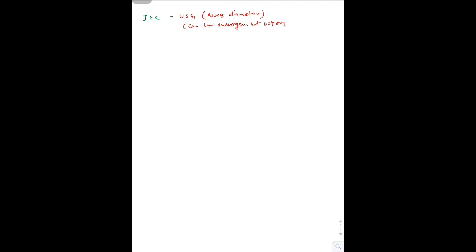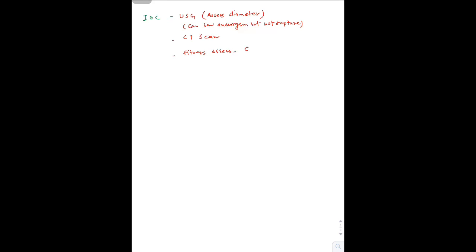But not rupture. To confirm this rupture, we'll do the CT scan. And then before going for the surgery, we'll do some fitness tests and other tests to rule out some other diseases.